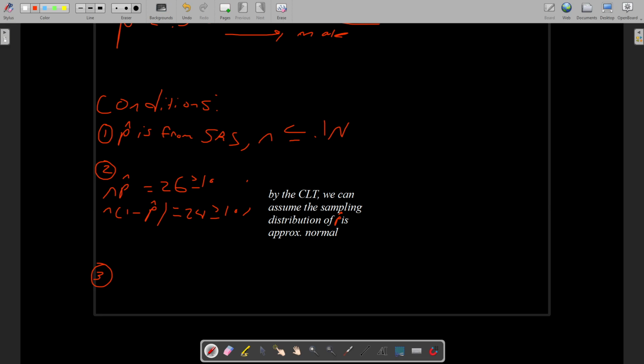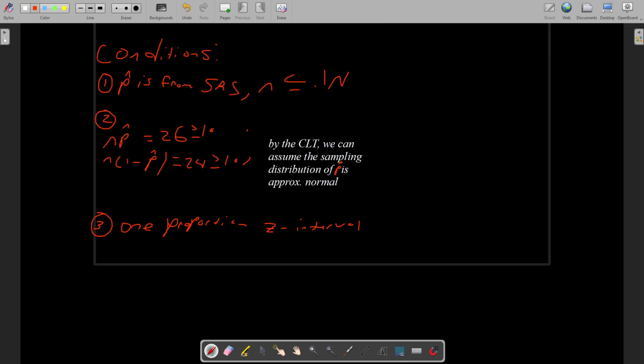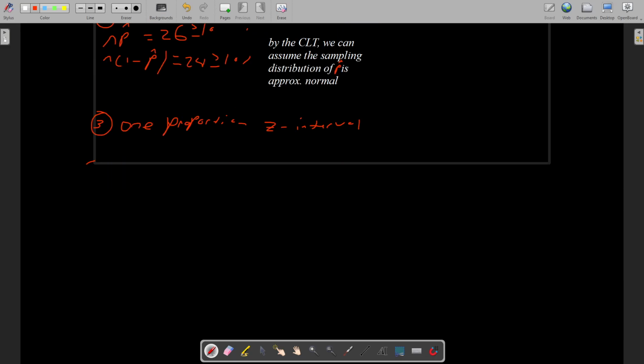So three, we have to say the name of our test, which in this case is not a one proportion z test, but it's a one proportion z interval. It's an interval, right? Not a test. But otherwise, the wording is exactly the same.